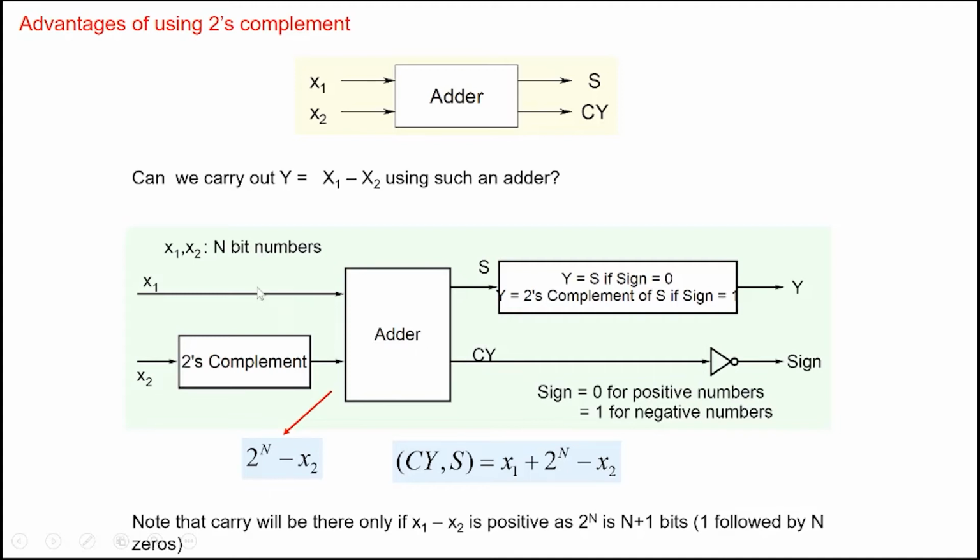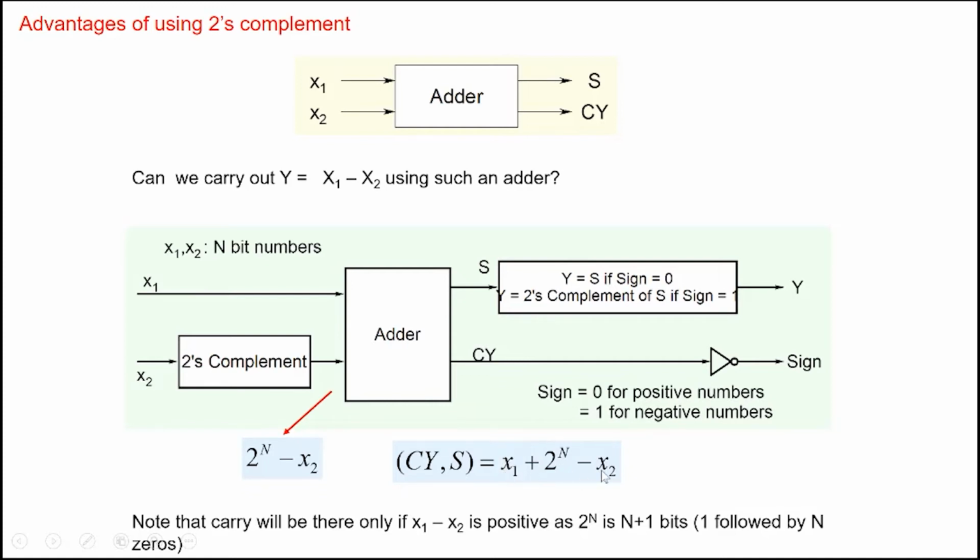So each one of these numbers is n bits here. So 2 to the power n is nothing but there is a carry bit already here, 1 here. And if x1 minus x2 is positive, then there will be a 1 here which will then get inverted and will give rise to 0 here. So if x1 minus x2 is positive or x1 is greater than x2, sign will be 0 here.